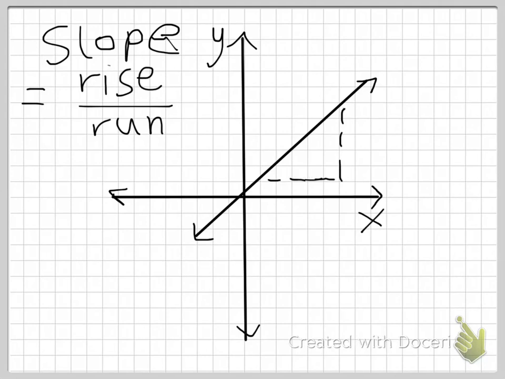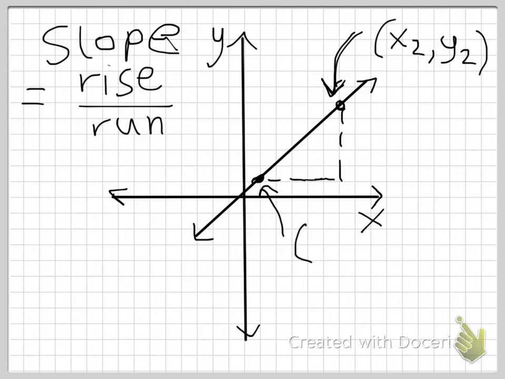Now, let's say we have 2 points on this line, and we want to find the slope between them. Now, let's call this point, the coordinates for this point, x2, y2. So those are the coordinates for that point. And the coordinates for this point will be x1, y1.